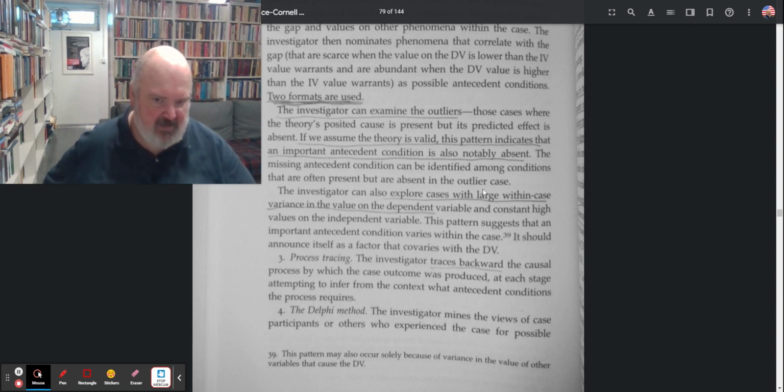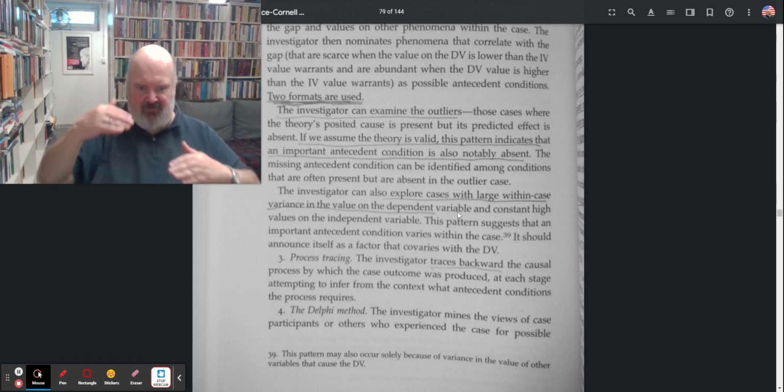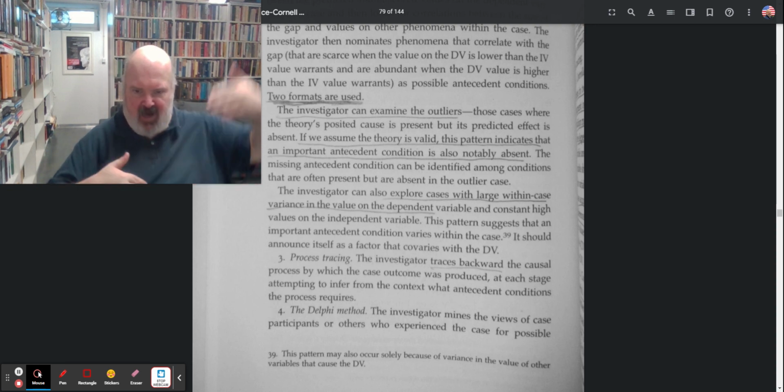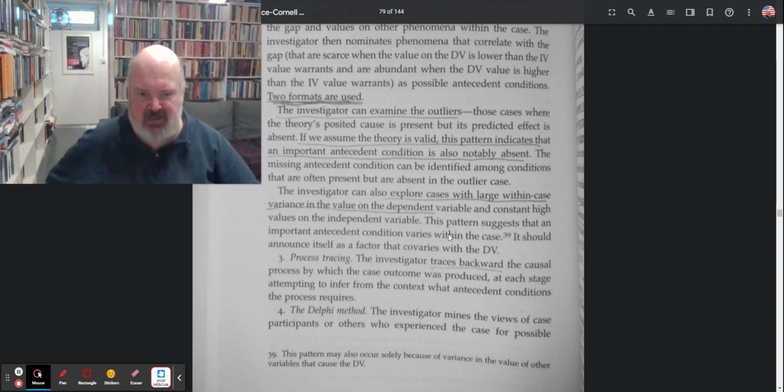In that sense, okay. So the investigator can also explore cases with large within-case variance on the value of the dependent variable, and constant high values on the independent variable. So high within-case variance in the value of the dependent variable, and constant high values on the independent variable. This pattern suggests that an important antecedent condition varies within the case.